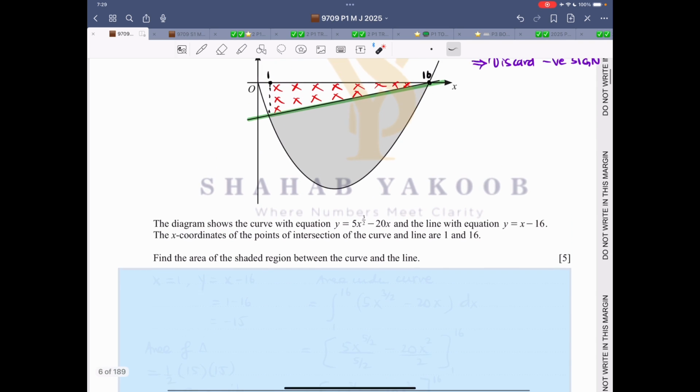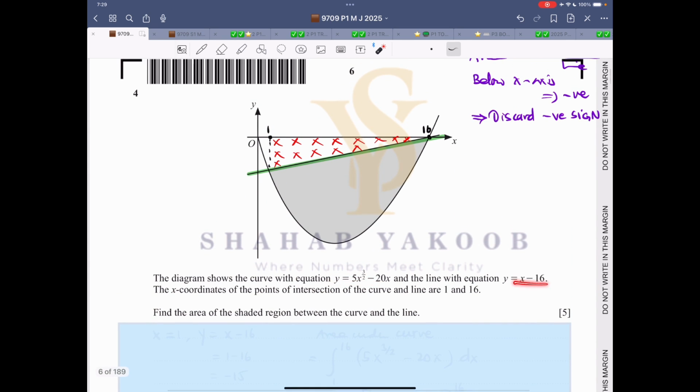So now it says the diagram shows the curve with this equation and the line with this equation. The x coordinates of the points of intersection are 1 and 16. So that is 1 and 16. Find the area of the shaded region between the curve and the line for 5 marks.